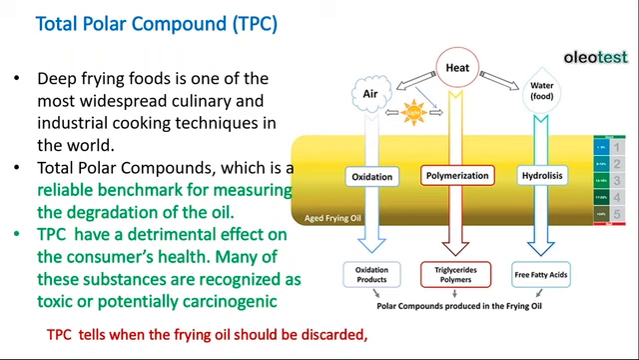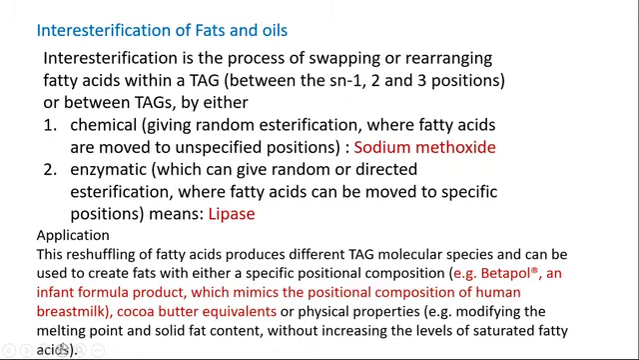In the industry also, they tend to replenish the oil by just adding fresh oil to the oil every time. However, continuous frying helps to build up the TPC, and these total polar compounds have a detrimental effect on consumers' health. So by measuring the total polar compound content, you can tell when the oil has to be discarded.